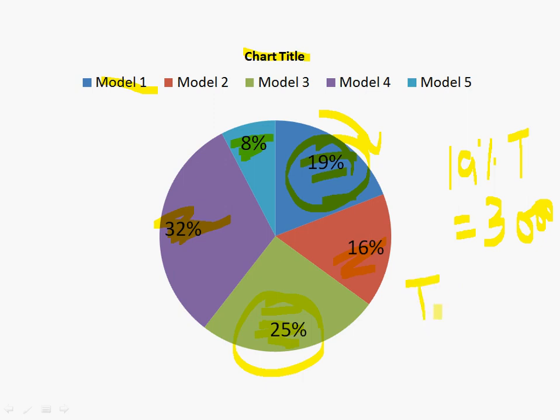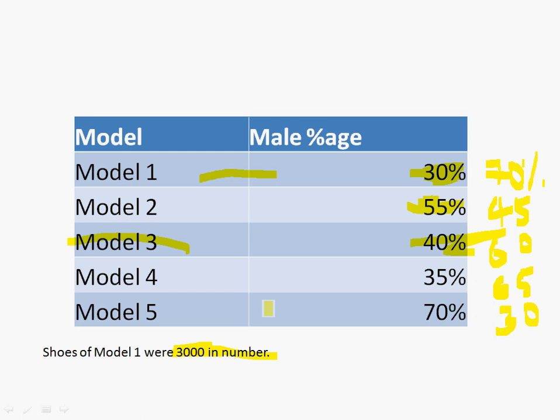So total would be how much? It would be 3000 divided by 19 into 100, right? And model 3 would be 1/4 of this, so we can directly do 1/4 of this, right? So that would be model 3. Now once we have model 3, we can also find how many shoes of model 3 were manufactured for women, right?